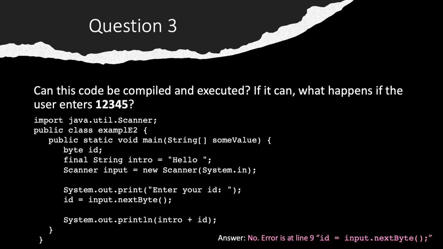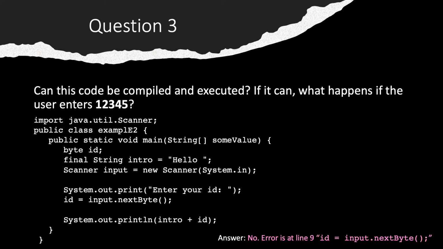Question 3. We have import java.util.Scanner, public class Example2, public static void main(String[] args), and then we have byte id, final String intro = "Hello", Scanner input = new Scanner(System.in). Then we have System.out.print("Enter your id"), and then id = input.nextByte(). And finally, we have System.out.println, which prints out the value for intro and also the id. Can this code be compiled and executed? If it can, what happens if the user enters 12345?